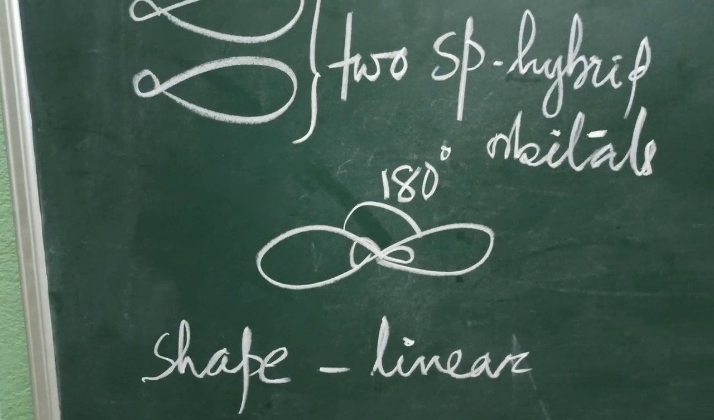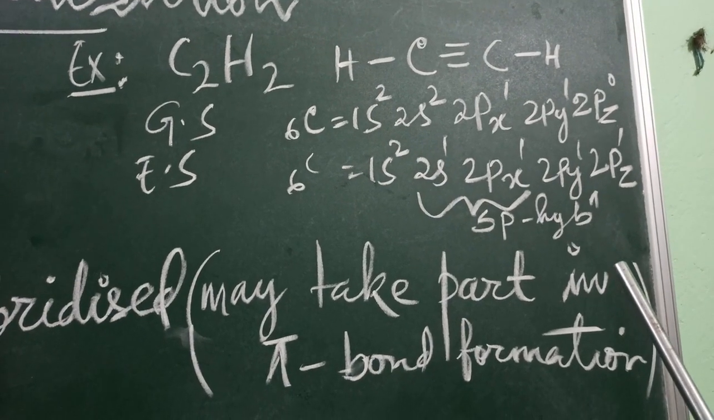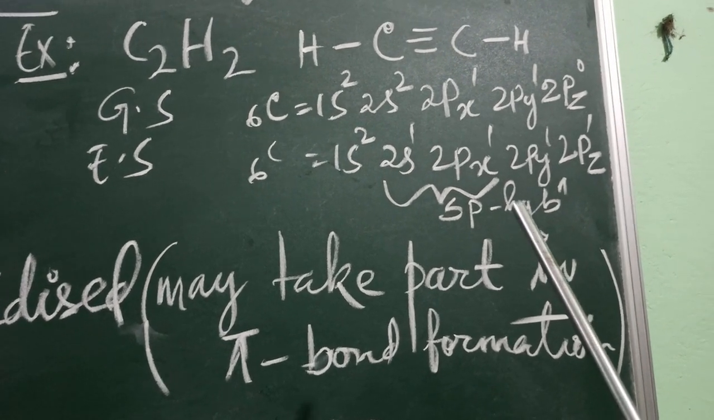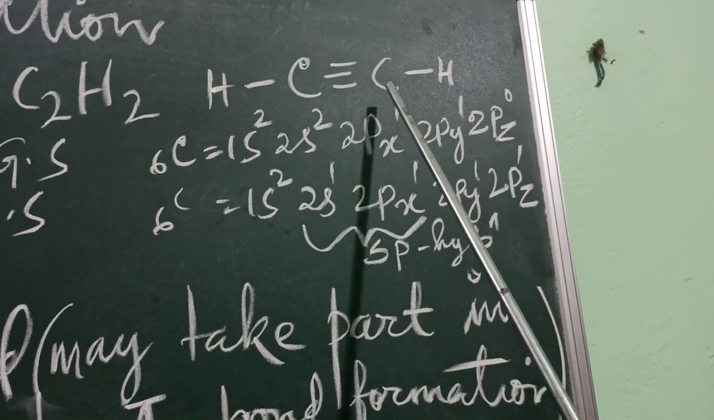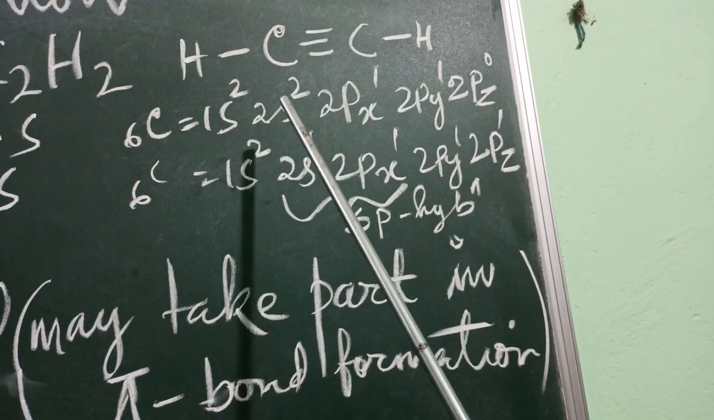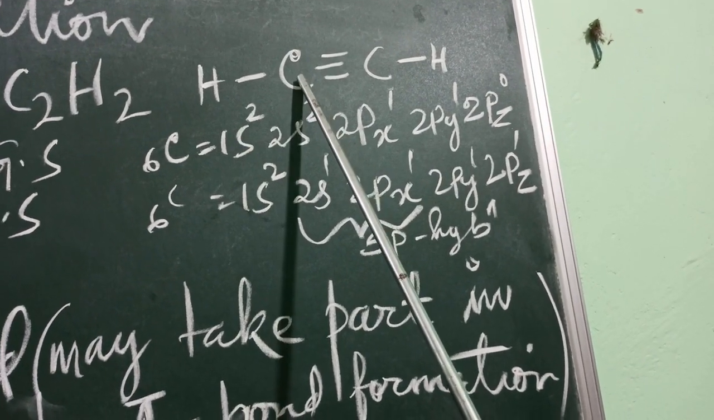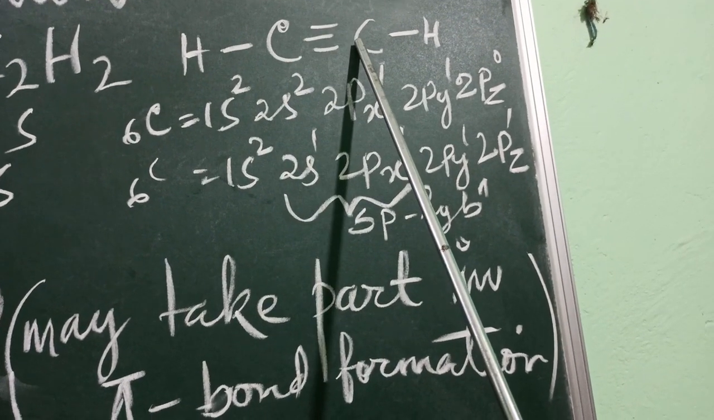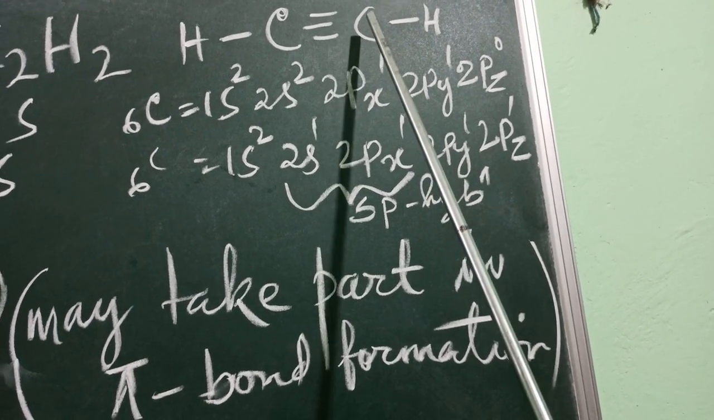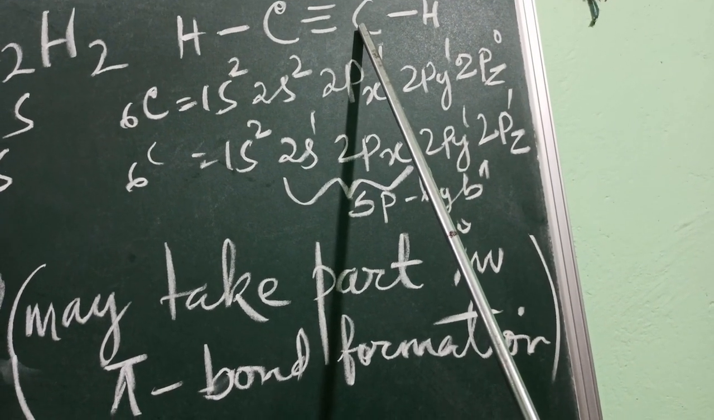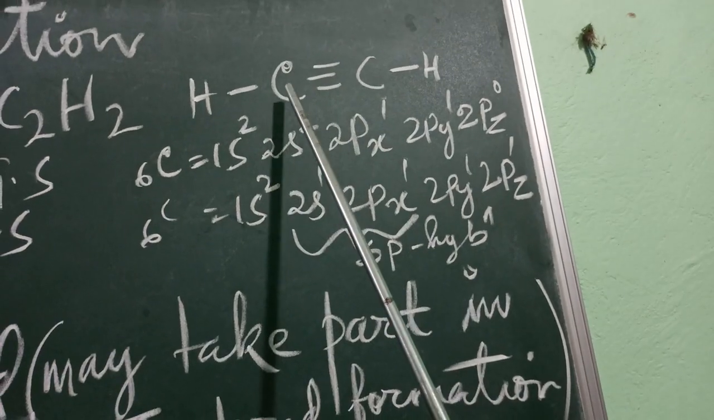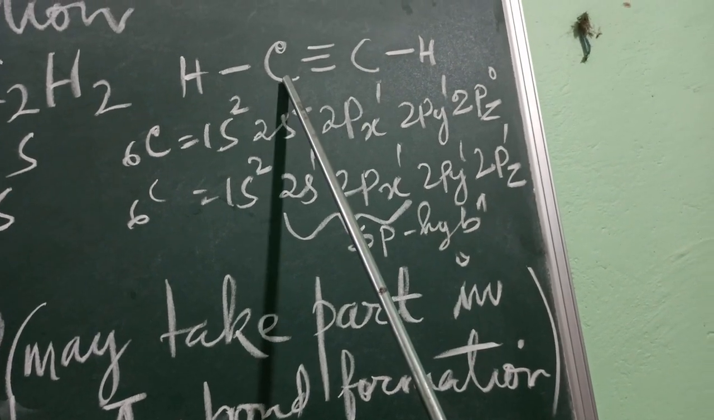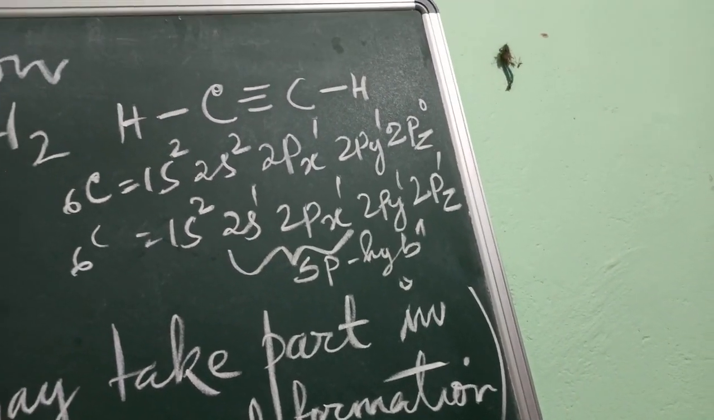Now for example we can take C2H2, acetylene, whose bonds are like this. If we take this carbon as the central atom, then this hydrogen and this carbon will be the surrounding atoms. And if this carbon is taken as the central atom, so there are two central carbon atoms, so the hybridization will take place in both of the central atoms.